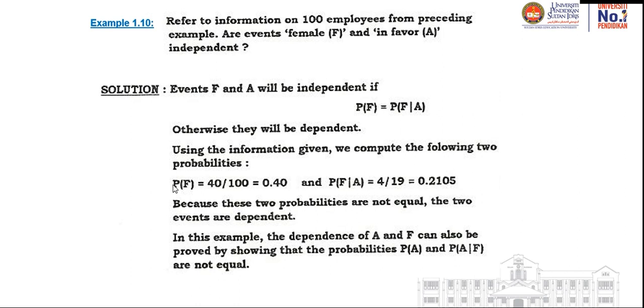And then you need to compare with the right hand side, P(F given A). P(F given A) is basically P(F intersect A) divided by P(A). So you get 4 over 19, 0.2105. So obviously here you can see that P(F) = 0.4 is not equal to P(F given A), which is 0.2105. So obviously, if it is not equal, then we can make a conclusion that events F and A are dependent events.